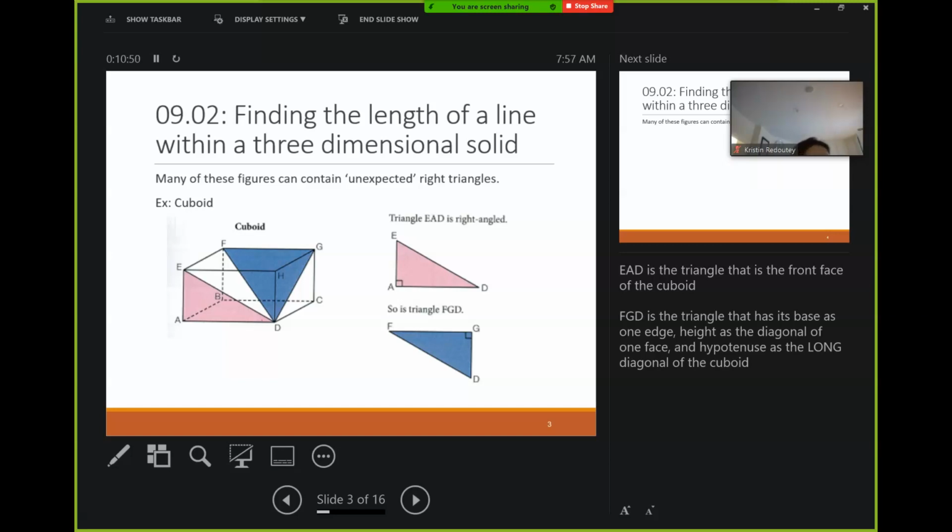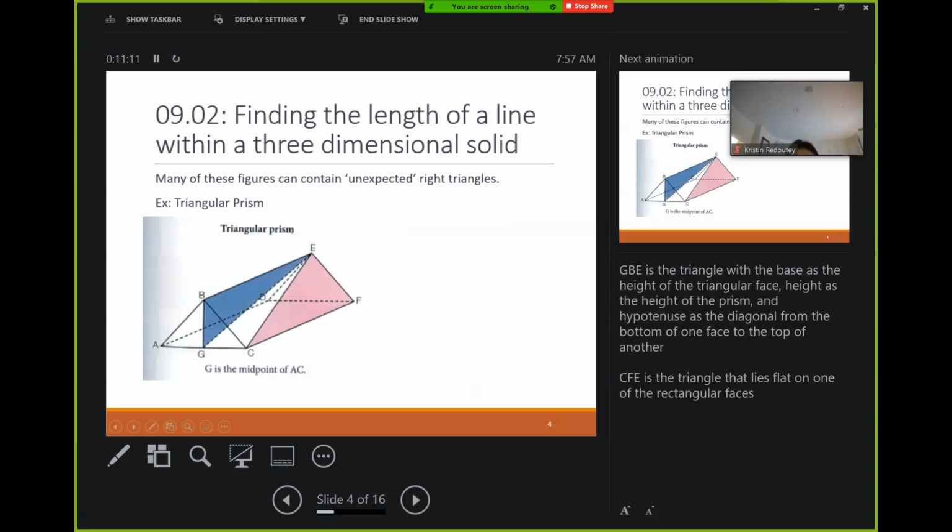But if you're one that really struggles to see those relationships, you really want to make sure you spend some time and slow down and practice visualizing it in your head until you can see it. And that'll really help speed things up for you. Continuing on, just looking at some more of these unexpected situations. So here is a triangular prism.